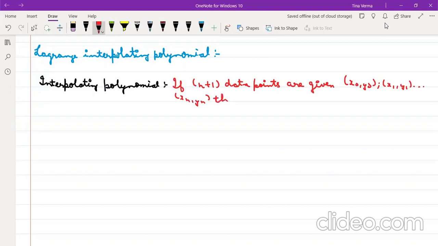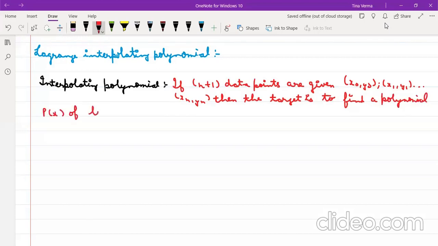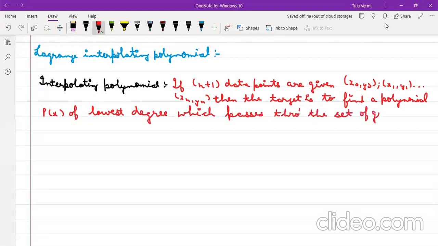Then the target is to find a polynomial p(x) of lowest degree which passes through the set of given points.